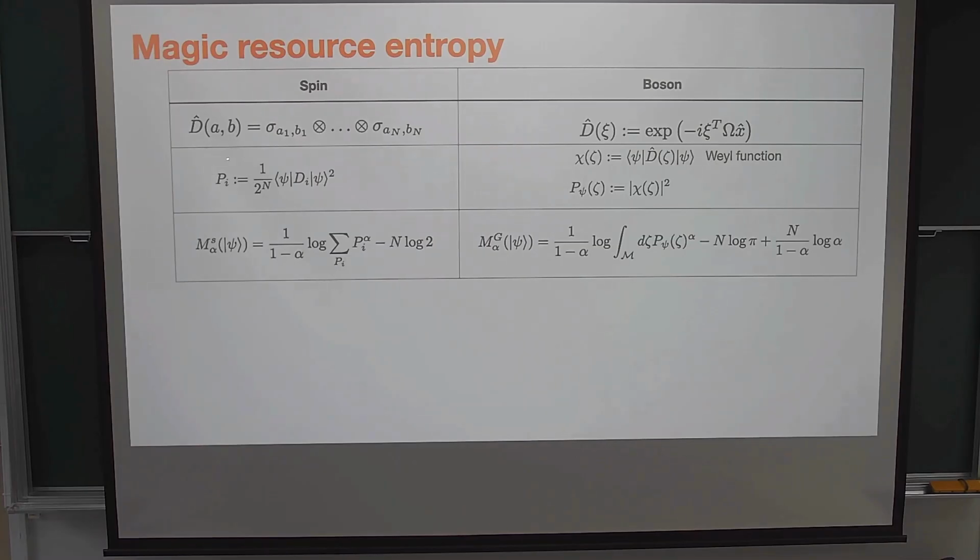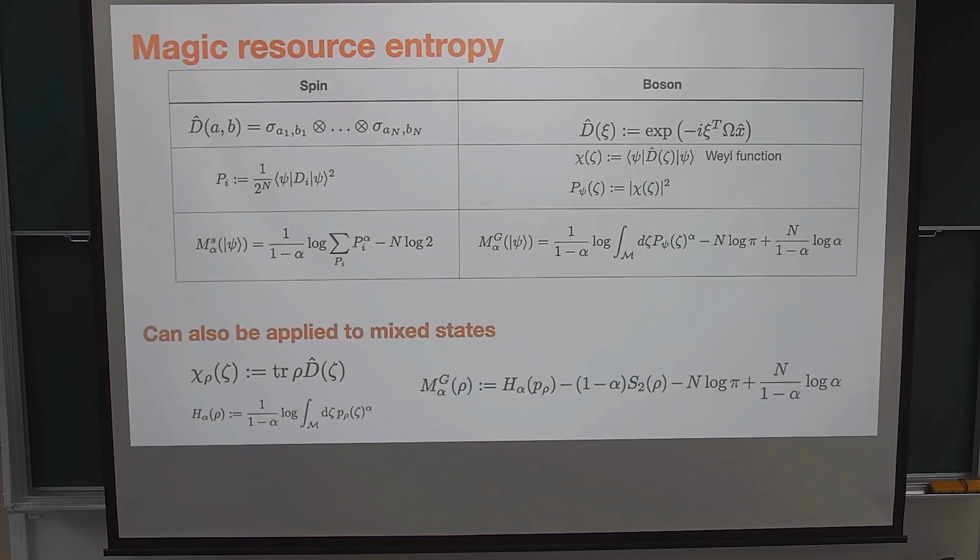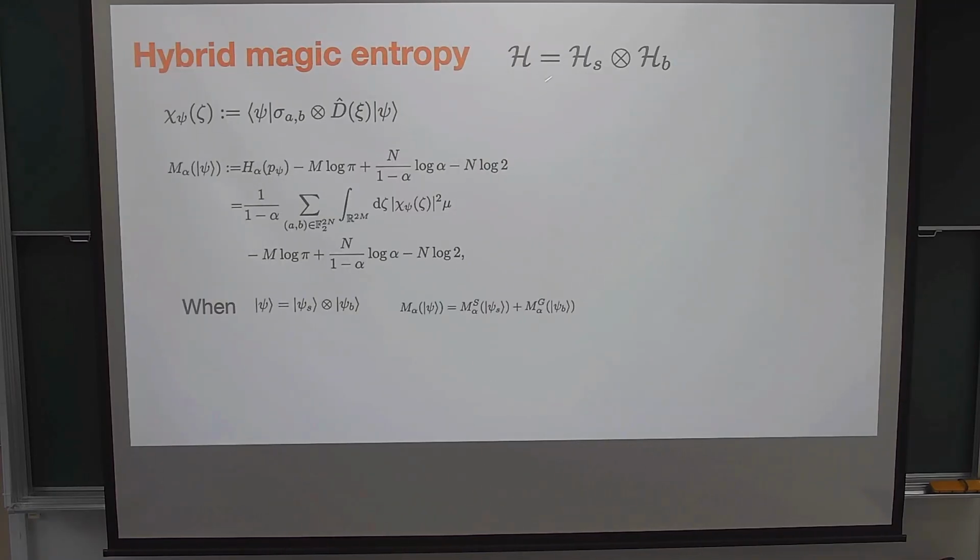So the distribution from the Pauli string will be replaced by this Weyl function. Basically, we just replace this Pauli string by the displacement operator for the boson, and you can evaluate this quantity. I'll just skip through everything. This is the standard entropic measure, and then you can extend it to the hybrid one, spin and boson. You can just put this in this form and then evaluate everything.